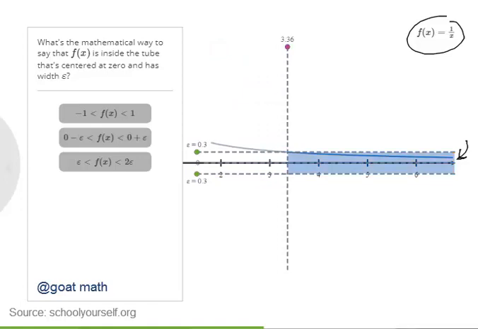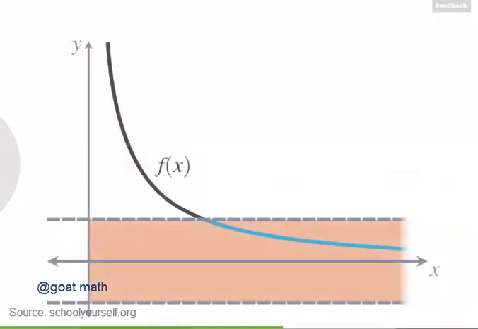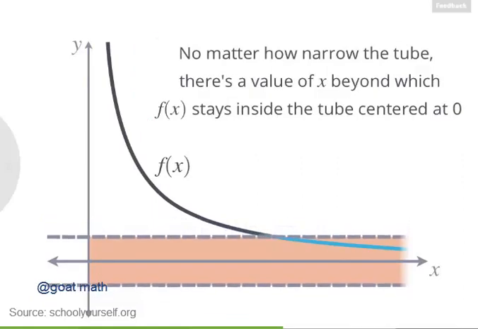What's the mathematical way to say that f of x is inside the tube that's centered at 0 and has width epsilon? At this point, we have all the pieces we need to say that 0 is the limit of this function. Again, here's how we've been saying that this function is approaching 0. No matter how narrow the tube is, there's a value of x beyond which the function is always inside the tube centered at 0. Suppose the tube has a width of epsilon.